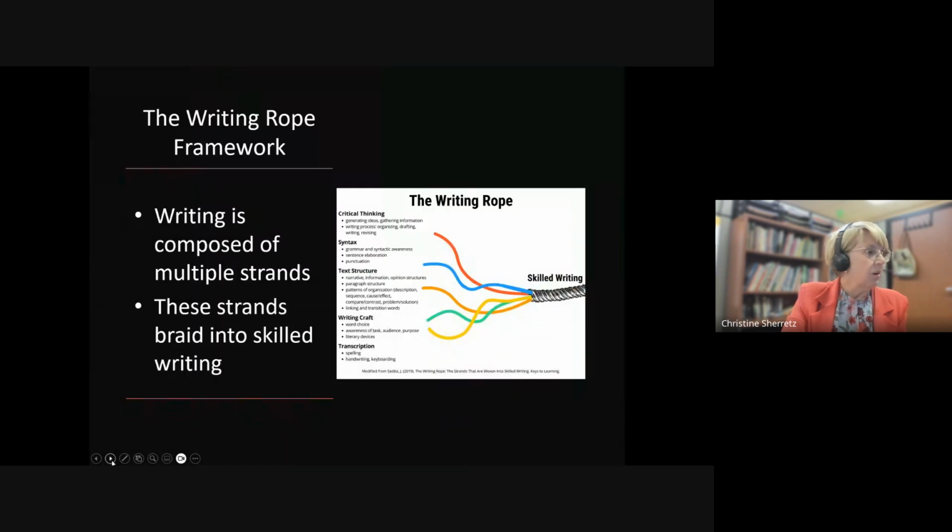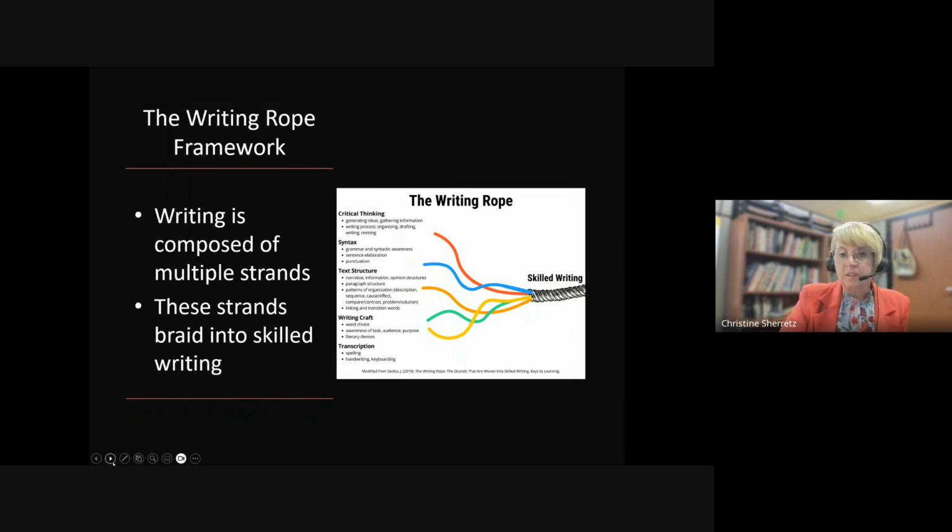Let's talk about what we're going to be looking at today. One of the big parts of your reading today is going to be an article by Joan Sedita. She created the writing rope, which is aligned with Scarborough's reading rope that we discussed. In this, she looked at the writing rope and said that writing is composed of multiple strands, and these strands build into a skilled writer instead of a skilled reader.